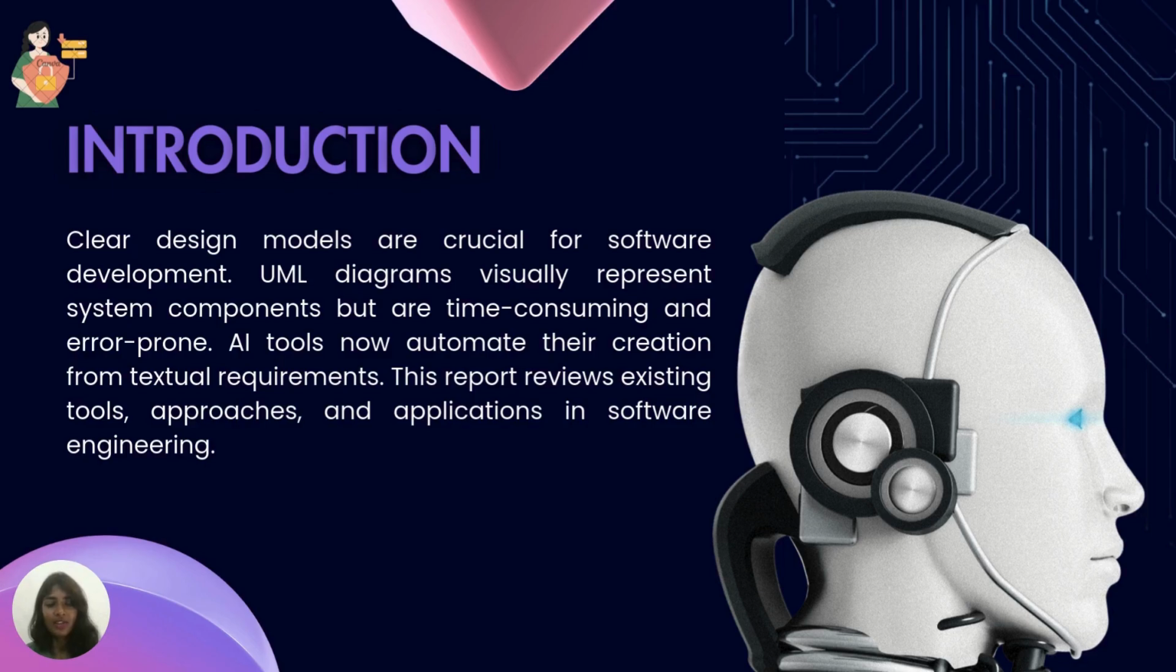This is where AI tools come in. They leverage natural language processing, also known as NLP, and machine learning to automate the process. With these tools, developers can quickly turn system requirements into accurate UML diagrams, improving efficiency, consistency, and collaboration within software projects. In this presentation, we'll explore various AI tools that assist in UML diagram generation, compare their pros and cons, and discuss future trends in this evolving space.